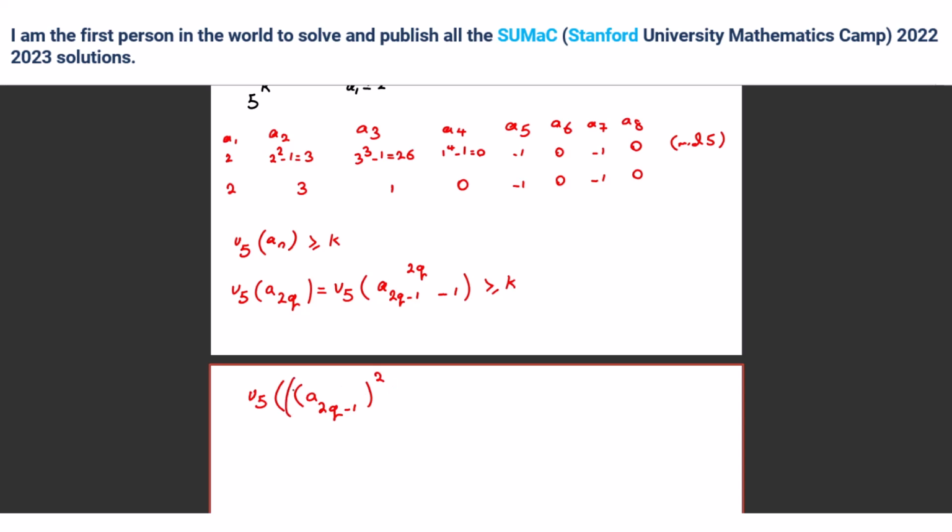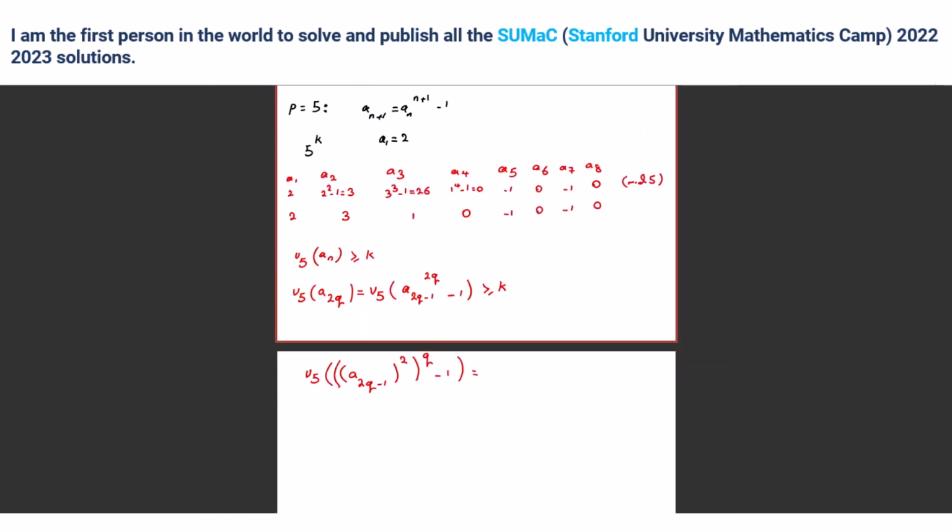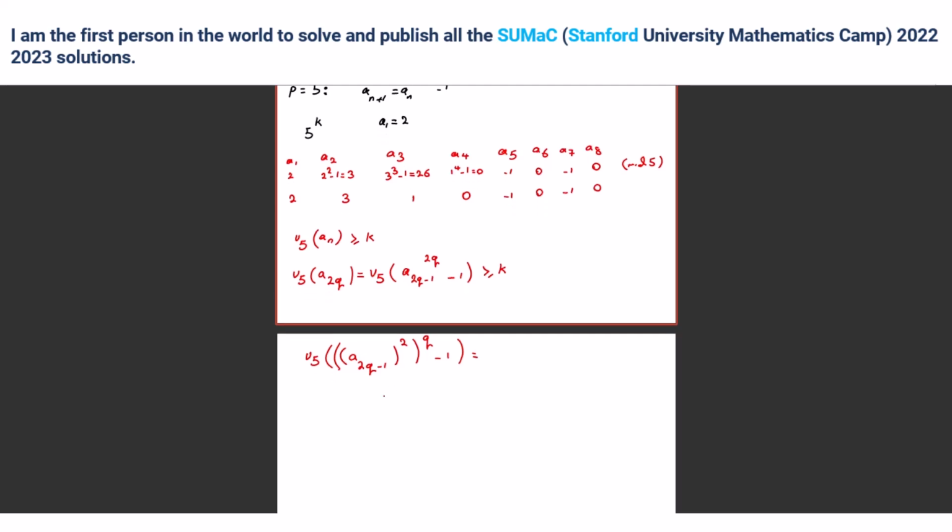Whole thing to the power of q minus 1. And why are the LT conditions satisfied here? Because (2q minus 1) squared is equal to 1 mod 5, so 5 does not divide it. 1 equals 1 mod 5, and 1 minus 1 equals 0 mod 5. So everything checks out. 5 doesn't divide this, 5 doesn't divide 1. But 5 divides a^(2q minus 1) squared minus 1, right?